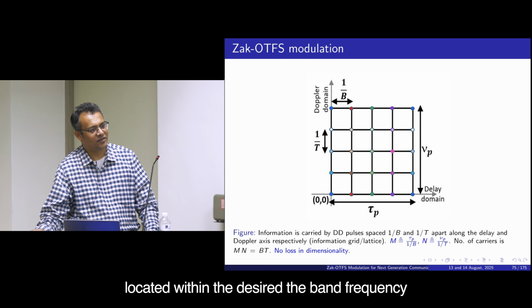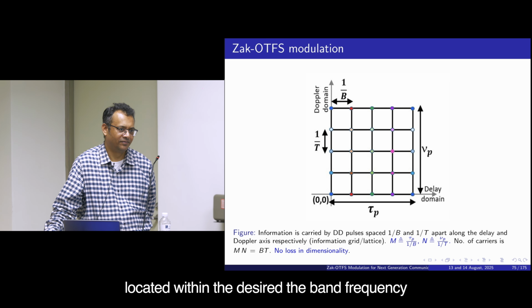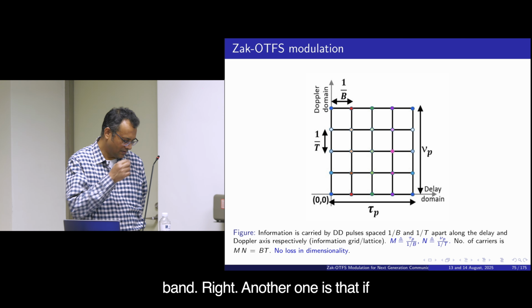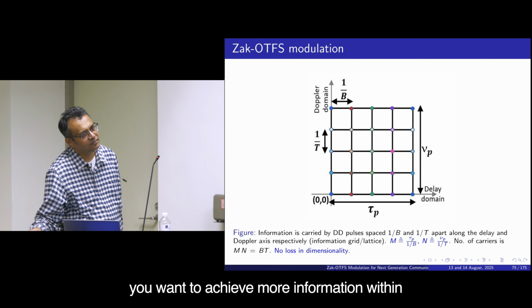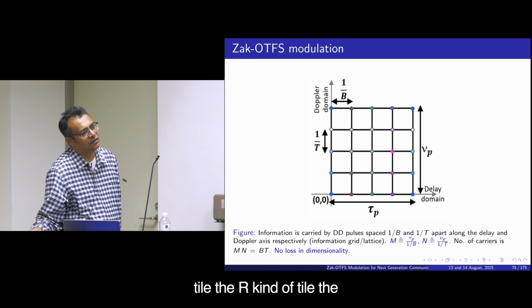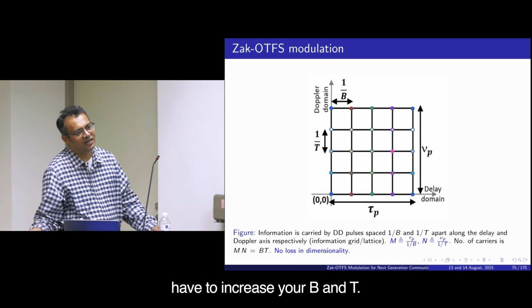confine the signal only to be located within the desired frequency band. Right. Another one is that if you want to achieve more information within this small box, then you have to tile the box into smaller ones. So you have to increase your B and T.